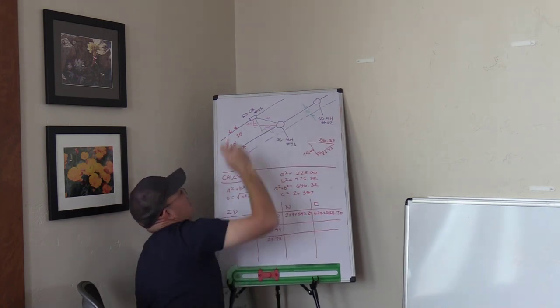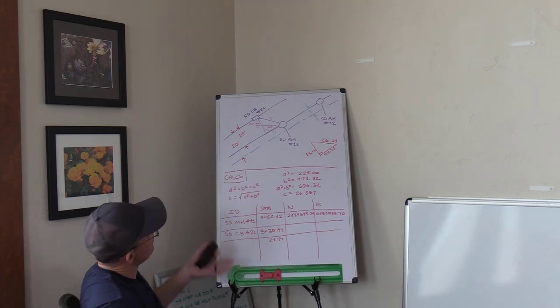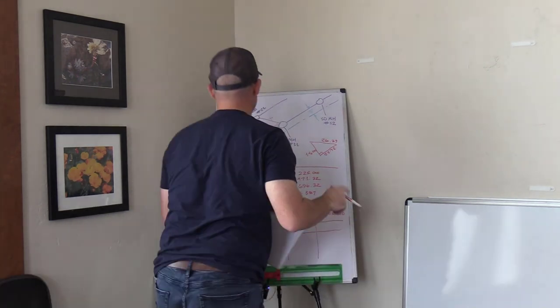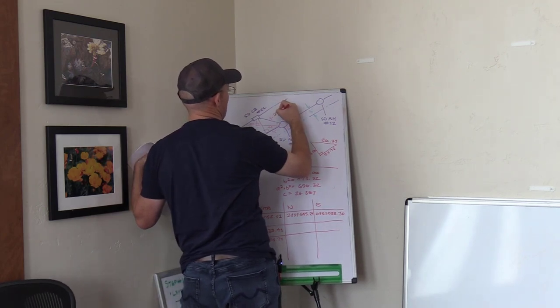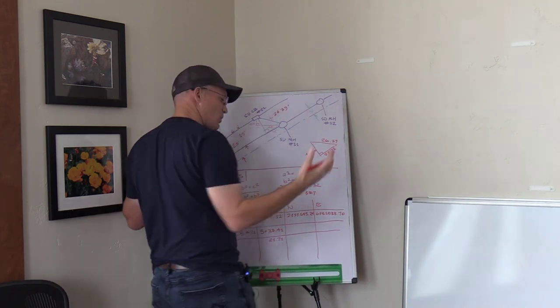That's x up here. That's our missing distance. Okay, so we've solved for our first right triangle. And we know now that x is 26.39 feet. Okay, but that's only half the problem.